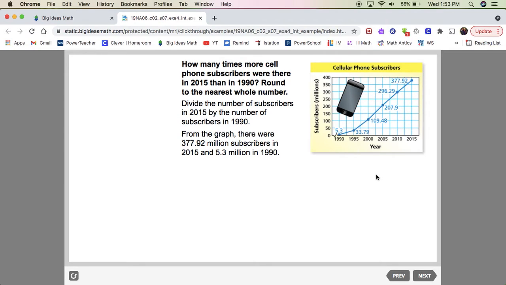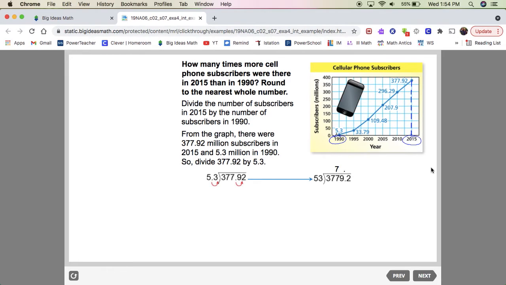Okay, so we see that in 2015, go up here, there was 377.92 million subscribers in 2015 and 5 3/10 million in 1990. So how many times more is this than this? To figure out how many times more, we've got to divide. They're going to show us on the chart how to read it. Now it'll tell us how many times more. We're going to move our decimal over once to the right, multiply them each by a power of 10. We're going to rewrite it. Go ahead and put our decimal point up in our quotient so we don't forget it.